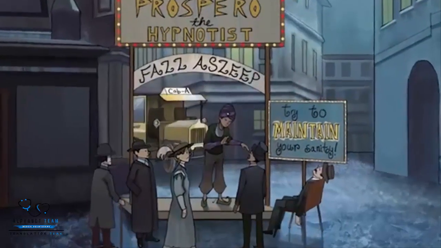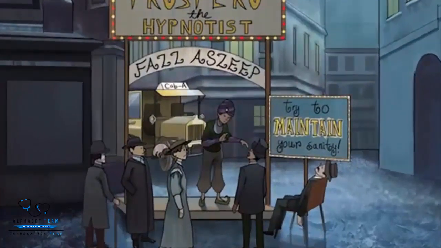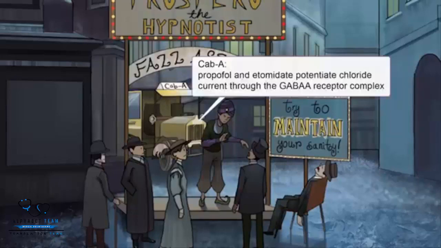The presumed mechanism of action of propofol is through potentiation of the chloride current mediated through the GABA-A receptor complex. Yeah, it's that same GABA-A complex that facilitated the action of all those sedative hypnotics from the previous chapter, including benzos, barbiturates, and those non-benzodiazepine hypnotics. So take a look behind Prospero and you'll see our recurring symbol for the GABA-A receptor. It's the GABA-A cab, of course!